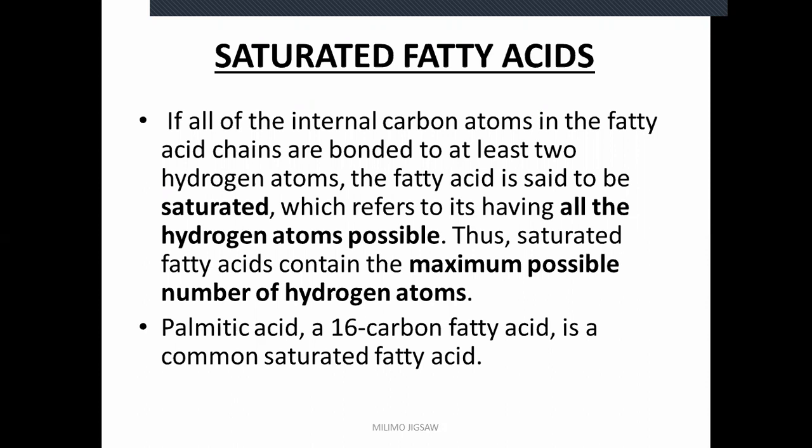Depending on the number of hydrogen atoms present in a fatty acid molecule, it can either be saturated or unsaturated. A saturated fatty acid consists of the maximum possible number of hydrogen atoms. That makes that fatty acid saturated. An example of a saturated fatty acid is palmitic acid, which is a 16 carbon fatty acid. So it's a very common saturated fatty acid.